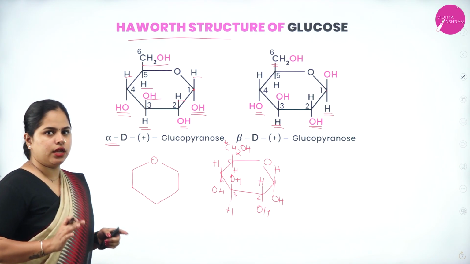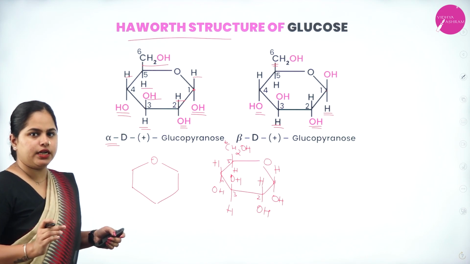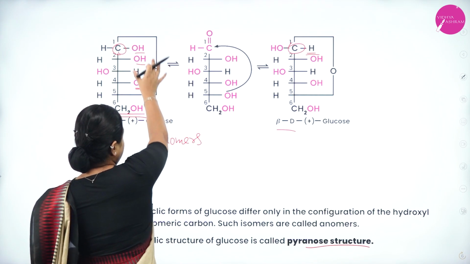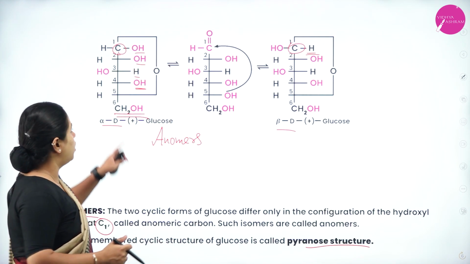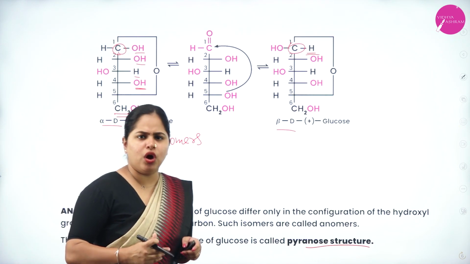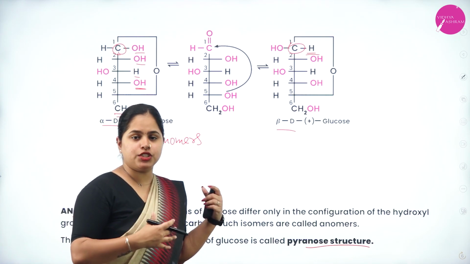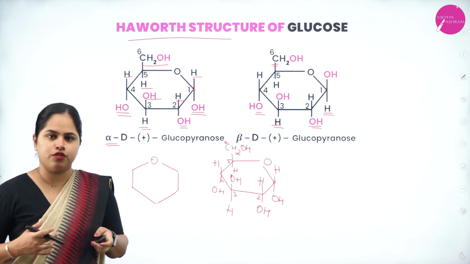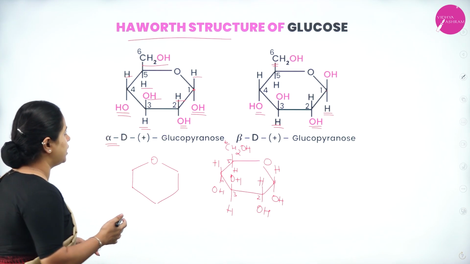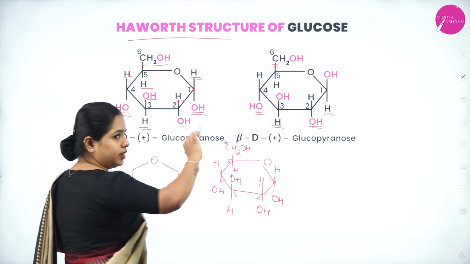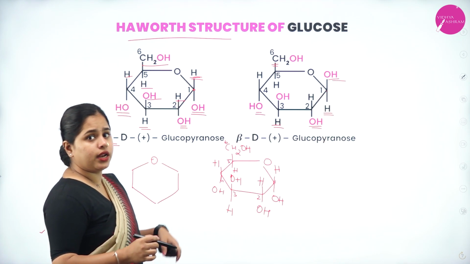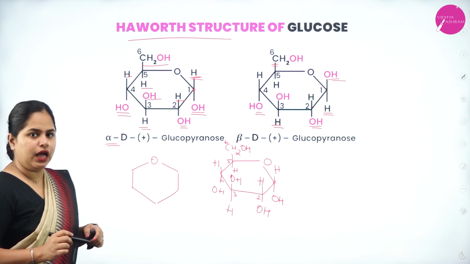So first you have to write the pyran structure, 6 carbon atoms, and instead of 1 you will have an oxygen atom here. Then whatever is present on the right side you write down below. Whatever is present on the left side you write it above. That's it. Clear? So this is how you have to draw the ring structure as well as the Haworth structure of glucose, that is alpha and beta structure. You can see the difference here itself. On alpha you have hydrogen above and on beta you have the hydroxyl above. So from here also you can identify whether it is alpha or beta.